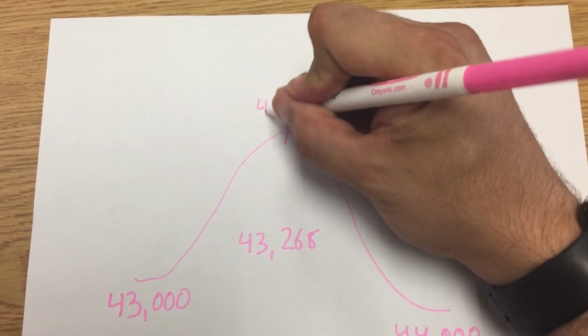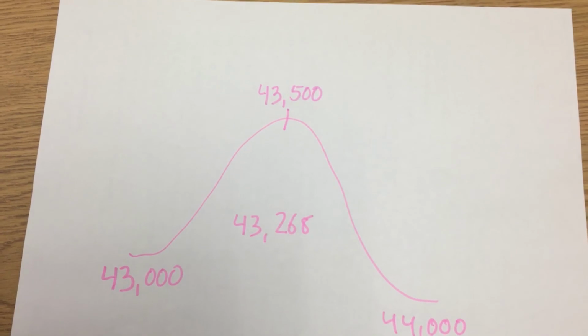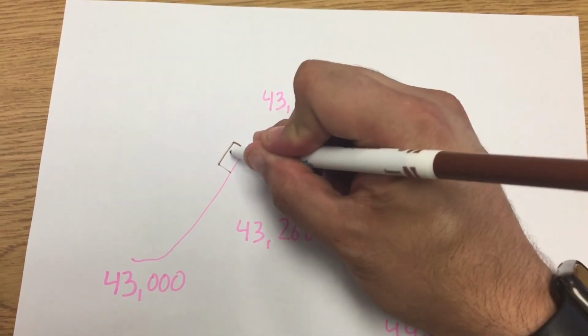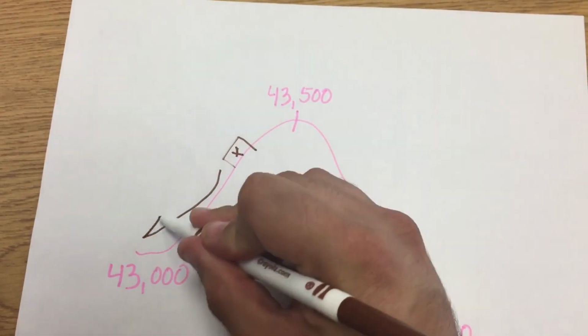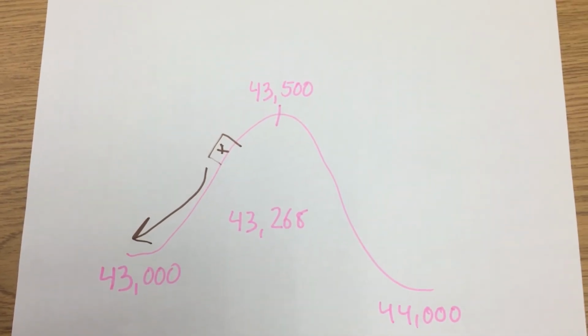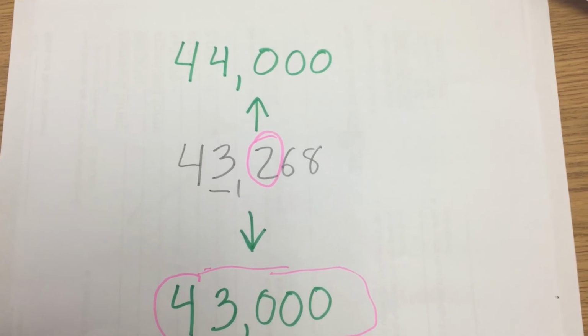Still, my midpoint is 43,500. And when I go to place my 43,268, I know that it's going to be right about here. And it's telling me still that I'm going to round down. So this is really going to work the same way, whether I use my bell curve rounding method, or whether I use the strategy that I just showed you here, or whether we go back to the beginning.